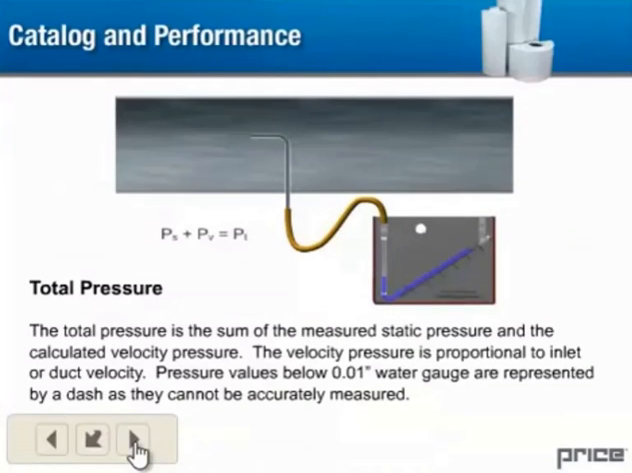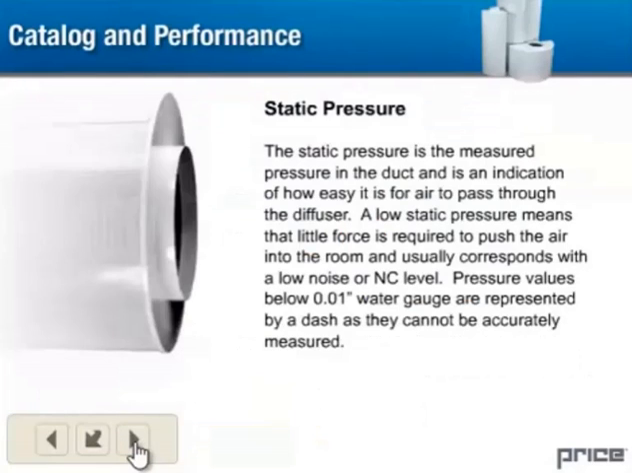The total pressure is the sum of the measured static pressure and the calculated velocity pressure. The velocity pressure is proportional to inlet or duct velocity. Pressure values below 0.01 inches water gauge are represented by a dash, as they cannot be accurately measured. The static pressure is the measured pressure in the duct and is an indication of how easy it is for air to pass through the diffuser.